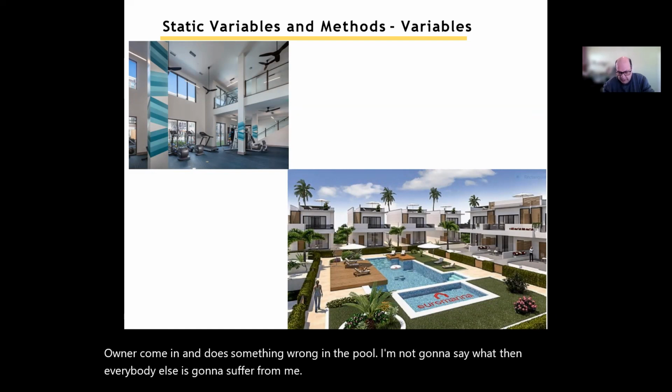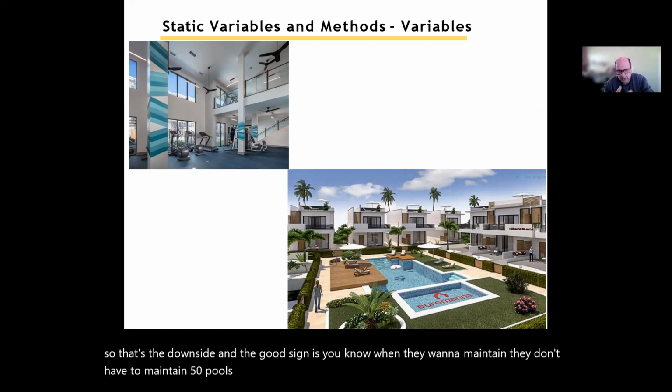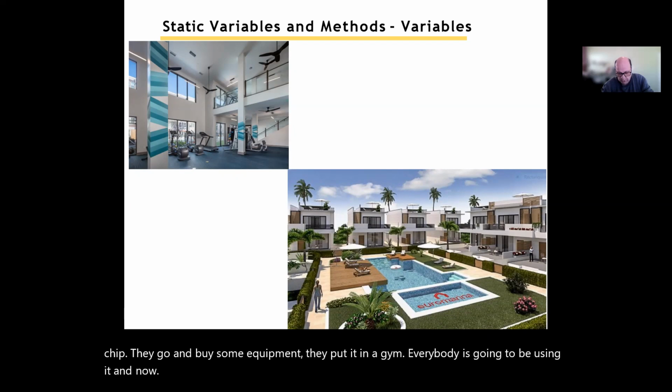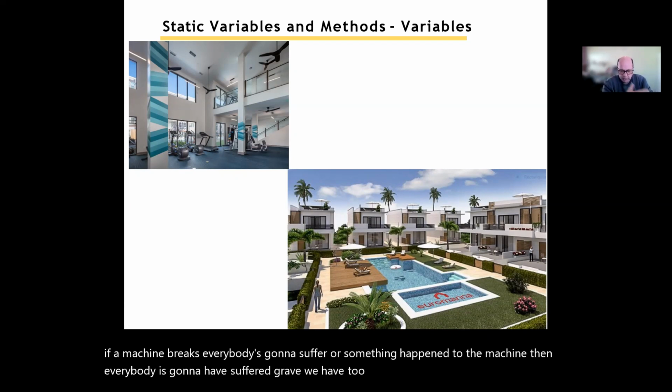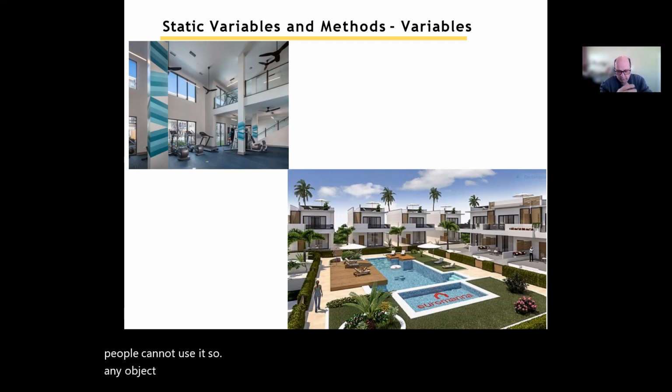So that's the downside. And the good side is, when they want to maintain, they don't have to maintain 50 pools, they're just going to maintain one. Same thing goes with the gym. They go and buy some equipment, they put it in a gym, everybody's going to be using it. And now if a machine breaks, or something happened to the machine, then everybody's going to suffer. If we have too many people in the gym, then the other people cannot use it. So any object can affect my static area that's going to be shared with everybody else.